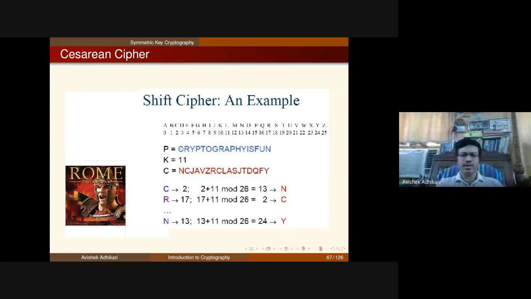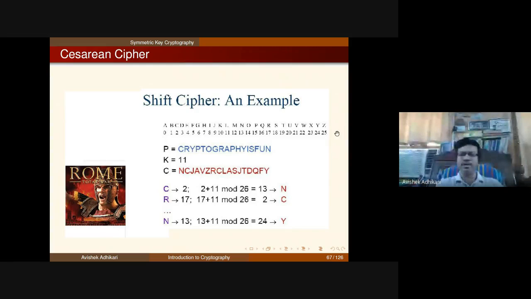What does it mean? Say C, the roll number of C is 2. Now what Julius Caesar did was shift C 11 times to the right. That means C means 2, 2 plus 11 becomes 13. So 13 means N. So replace C by N. Now similarly, what is R? The roll number for R is 17. Now 17 plus 11 is 28.